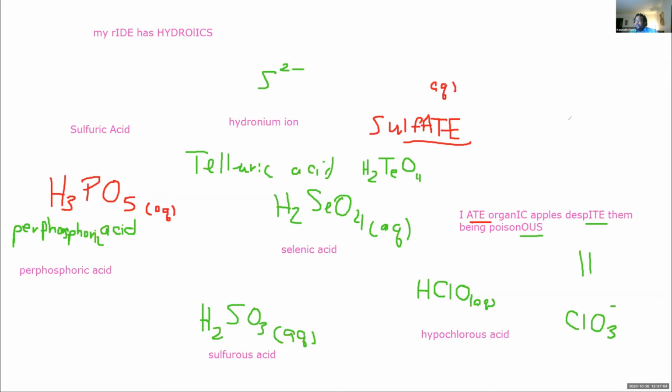Okay. So we were talking about my ride has hydraulics, right? And you told me this was called what again? Sulfide, right? Doesn't that end with IDE? Yes, sir. So the acid that will be made from this is called hydrosulfuric acid. Simple?